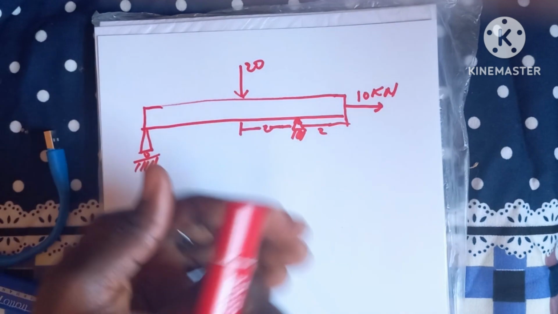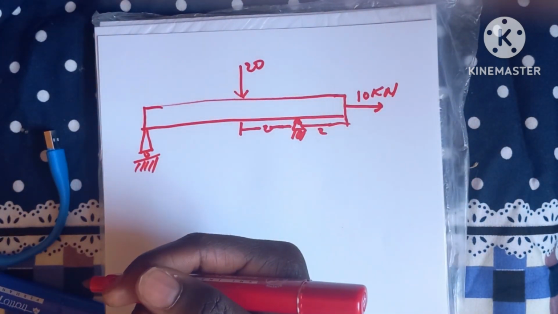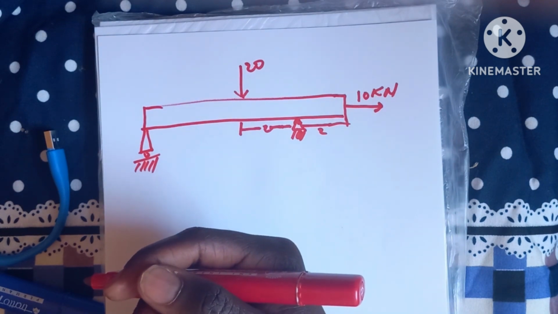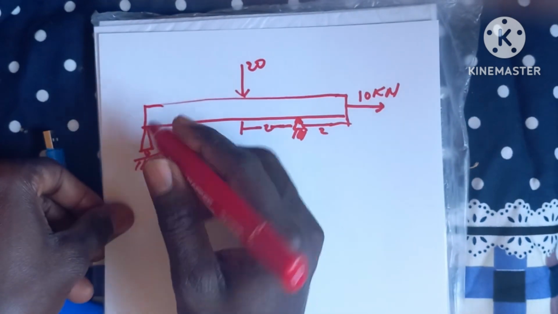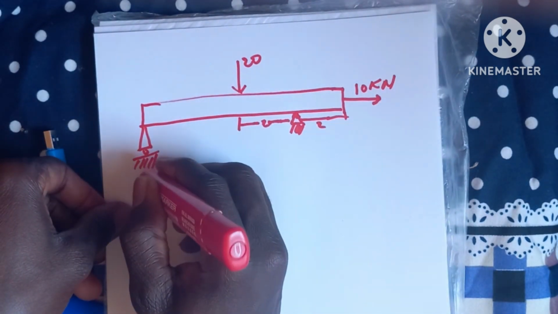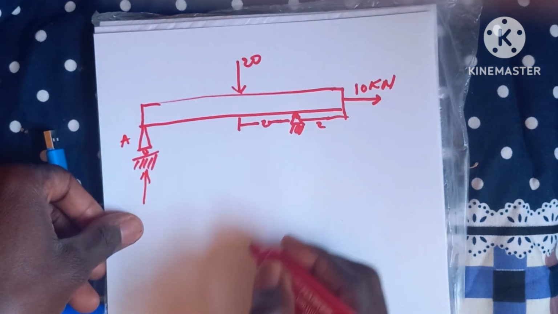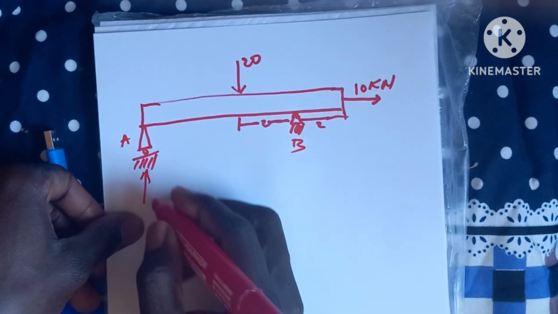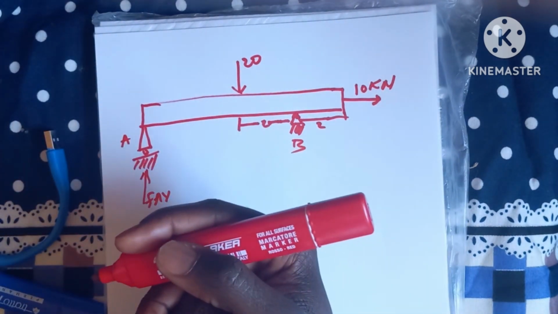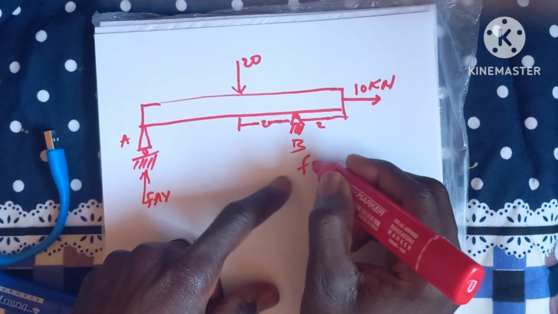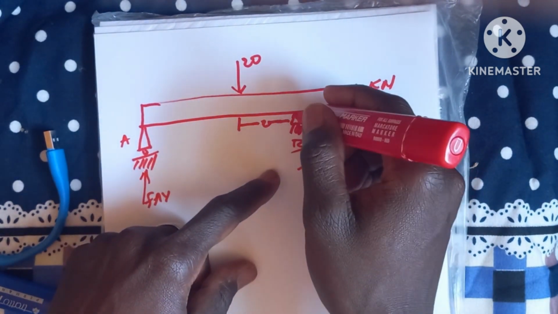So finding the reaction forces of this beam, we're also going to sum our forces in both x and y direction. So as you know, in this problem, we have this roller support, which is only going to have a vertical force pointing upward. What is A? What is B? Right? So we get FAY here. Then we also have FBY. Right? And here we'll have a fixed support.